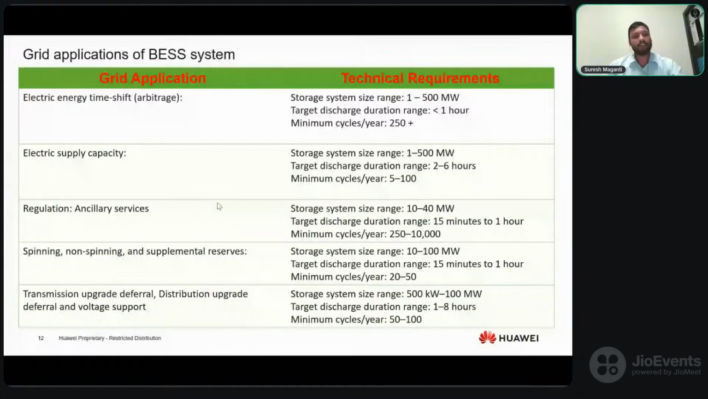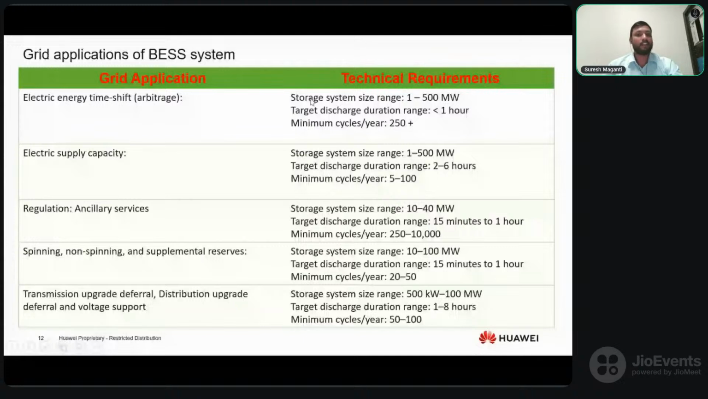So let's discuss grid level applications one by one. The first one is electric energy time shift. Right now the conventional grids are mostly flooded with solar or wind, which is intermittent in nature. So sometimes the energy penetration is more than the demand. At that time, we can use the battery energy storage to store some amount of energy, and we can use it at the peak levels, because the tariff will be different from off peak to peak level. So for that later use, that means energy shift, we can use a battery energy storage.